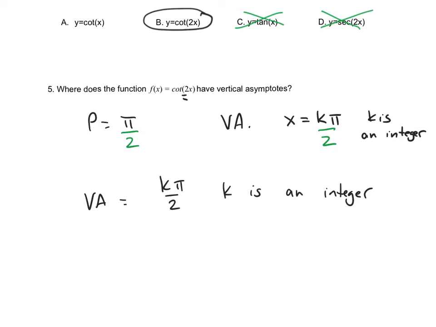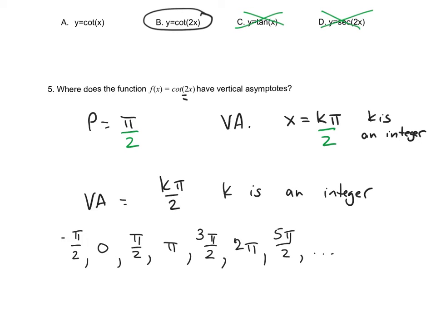So if I want to start picking integers, if I pick 1, I get pi over 2. If I pick 0, I get 0. If I pick negative 1, I get negative pi over 2. If I pick 2, 2 over 2 is 1, so pi. If I pick 3, I get 3 pi over 2. I mean, I can do this all day. All these are going to be asymptotes of cotangent 2x. So make sure you have written down on your note card the generic vertical asymptote formulas, and then you can change them for those other 4 trigonometric functions.